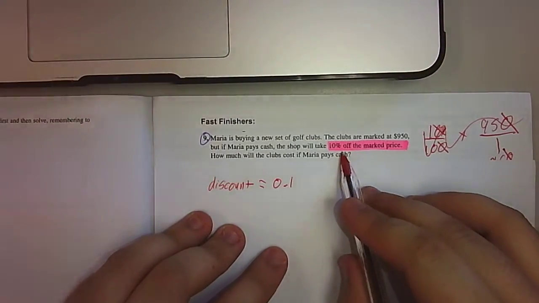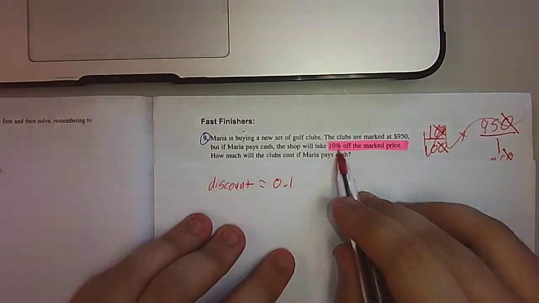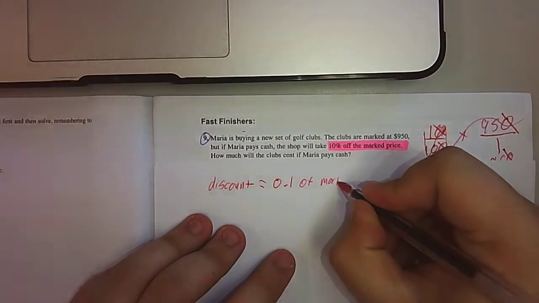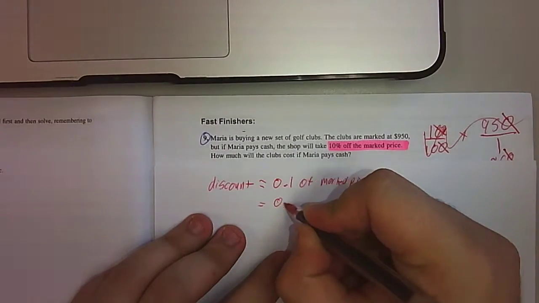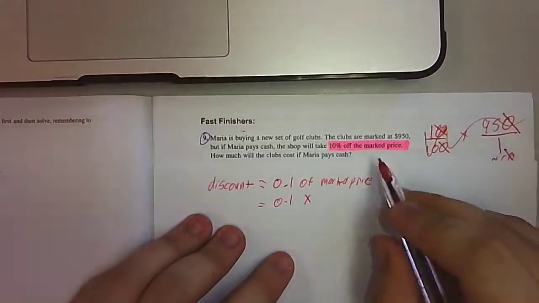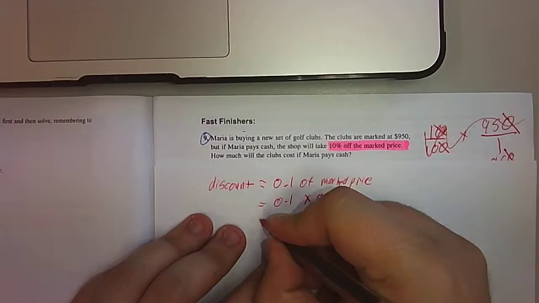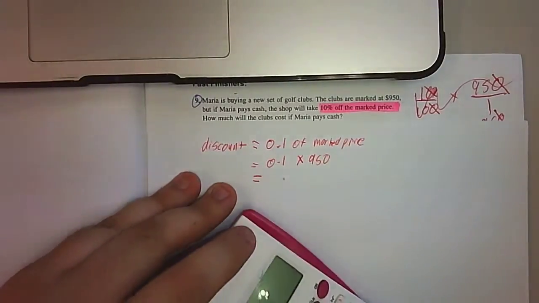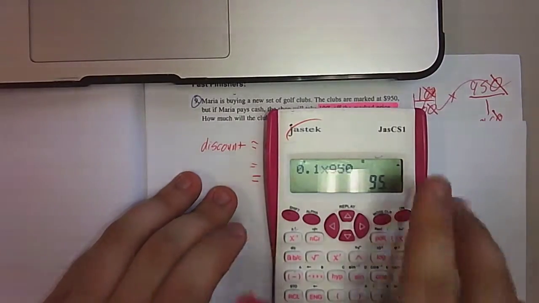Because it's 10% off the marked price, let's just work out what 10% is of the marked price. So 10% of the marked price. And as we know, 10% of means times, and the marked price was $950. So that's 0.1 times 950. If you put that in your calculator, you should get 95. So in my calculator, 0.1 times 950, you get 95.